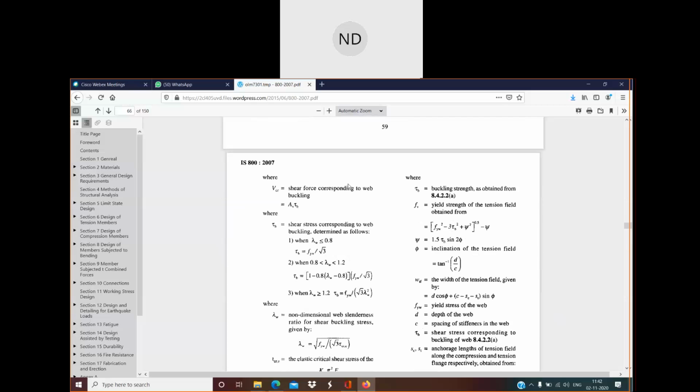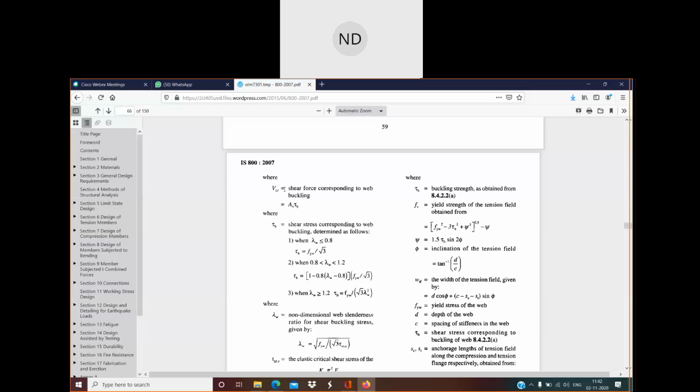So what is our VCR? We know our VCR is Av into tau b. To find out Av, we know Av is the shear area, and in an I-section your web always carries the shear, so the shear area will be the area of the web. Then we have tau b. What is tau b?